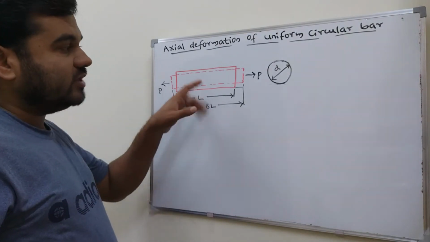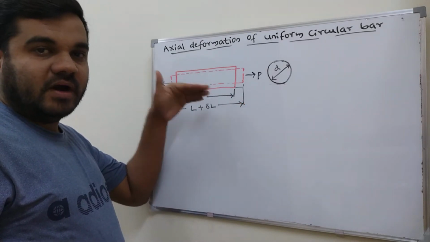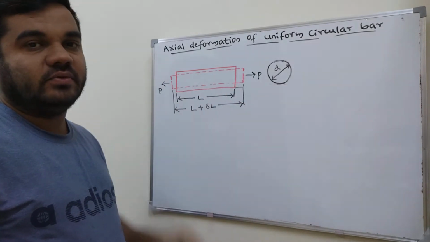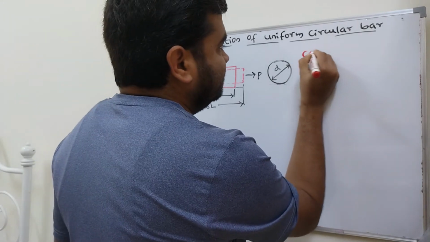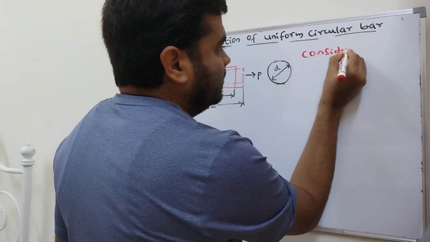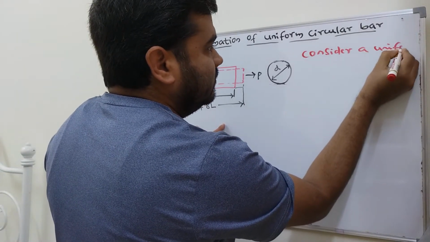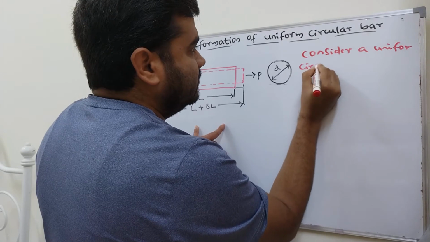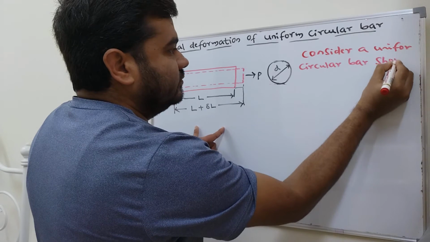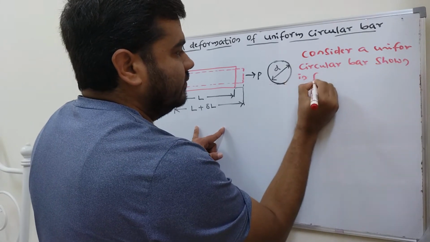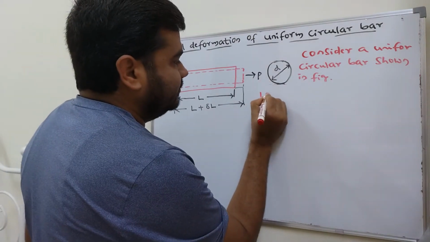So how much will be the deformation? How much will be the deformation of this circular bar when it is subjected to axial tensile load? That we need to derive here. So we'll start. Consider a uniform circular bar shown in figure.